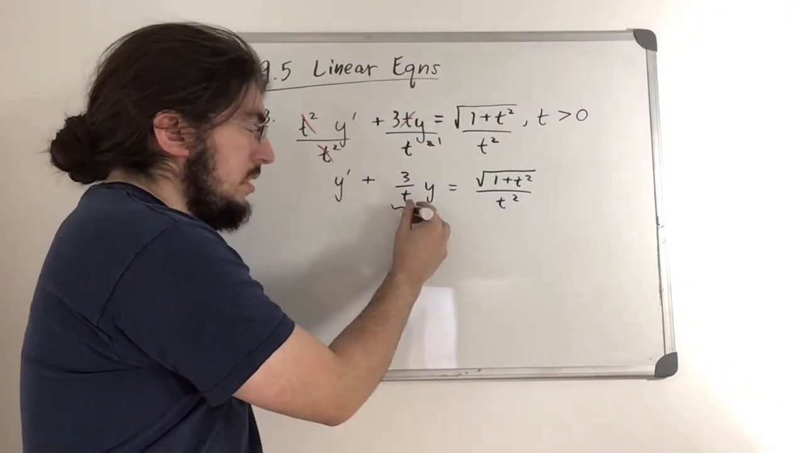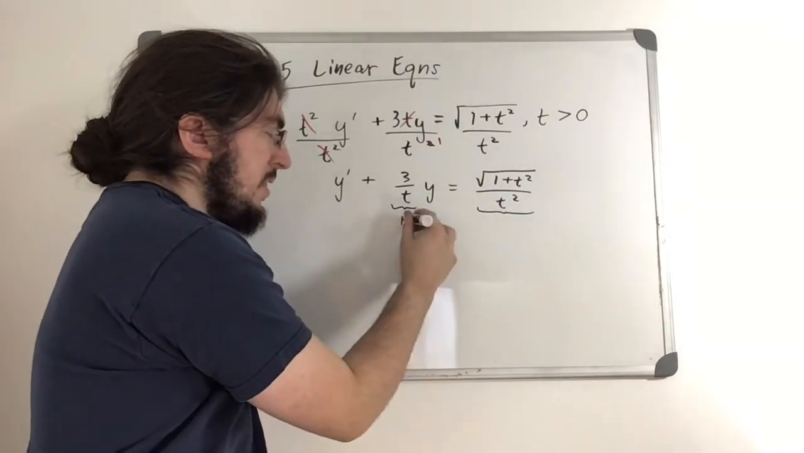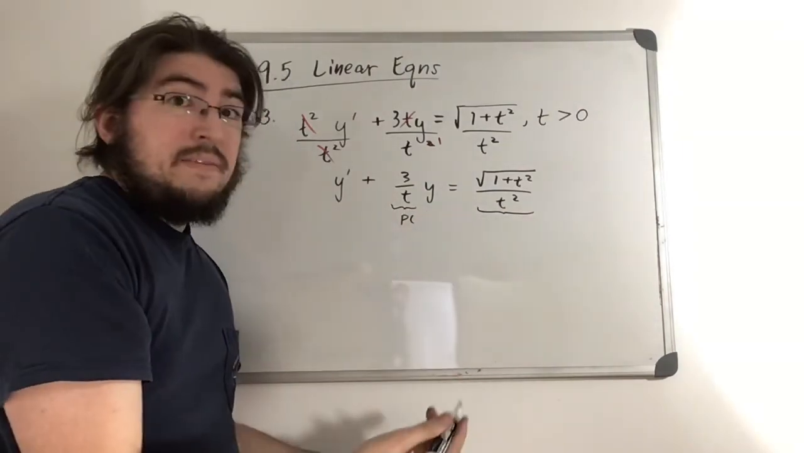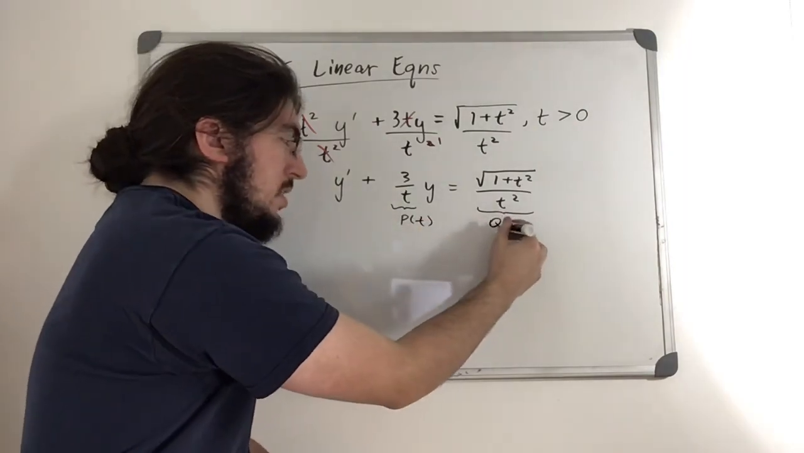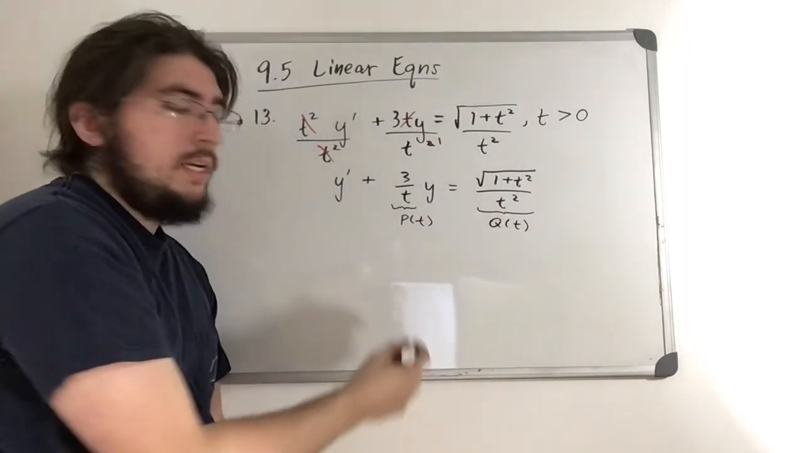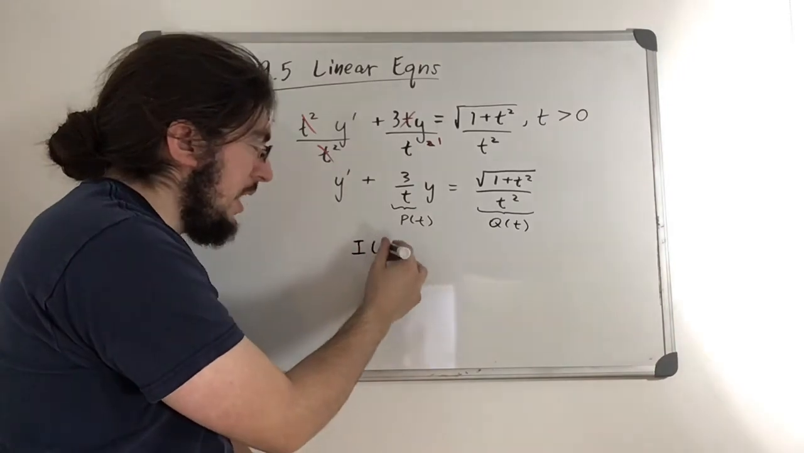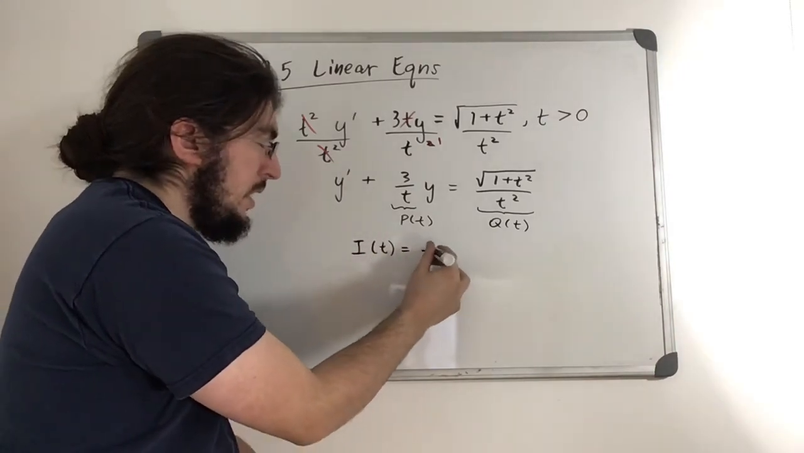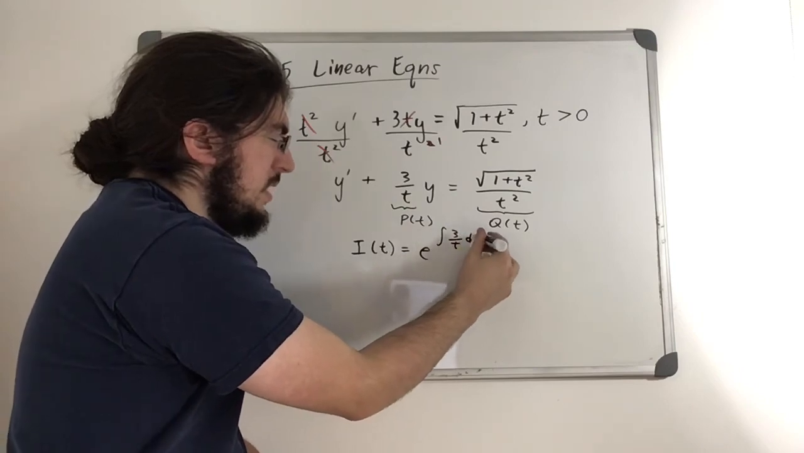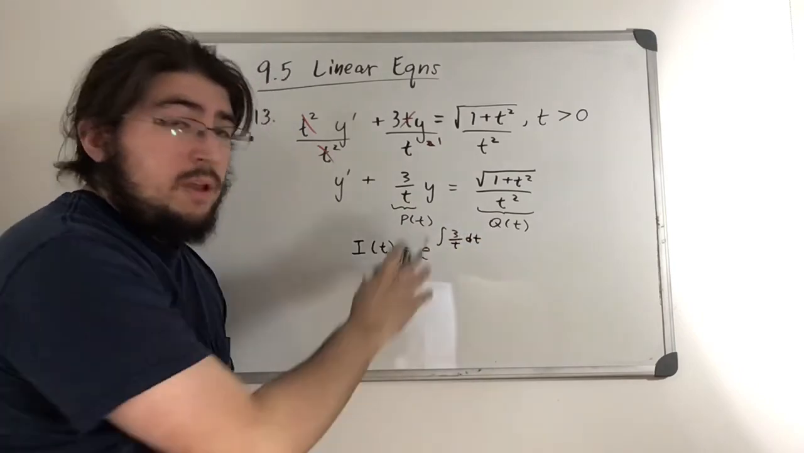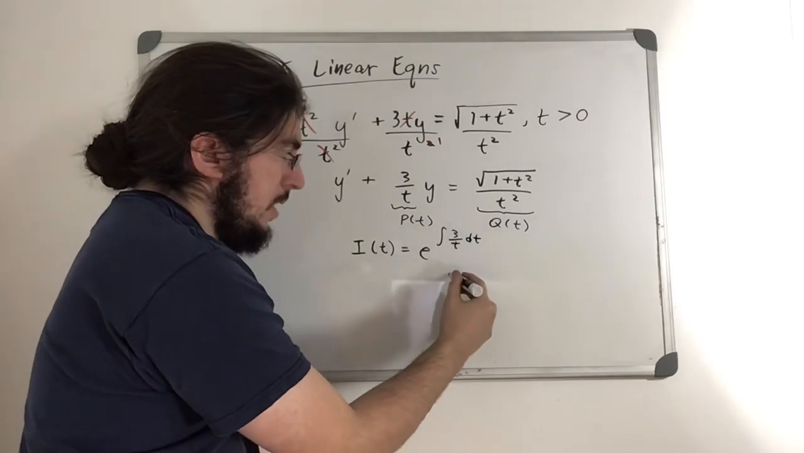So let's label a few things. Remember that this is p of, well, I want to say p of x, but I guess the variable here is t. So it's p of t in this case, and this is q of t. Okay, good. So now what is the integrating factor? What's I of t? Well, it's e to the integral of p of t dt. The antiderivative of 3 over t is, well, 3 times ln of t.